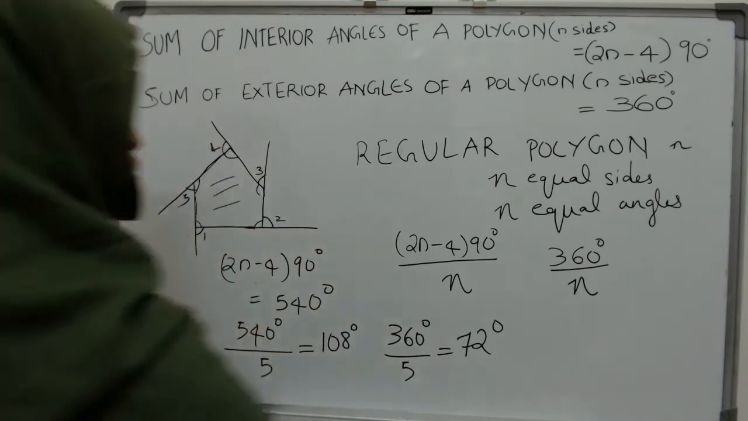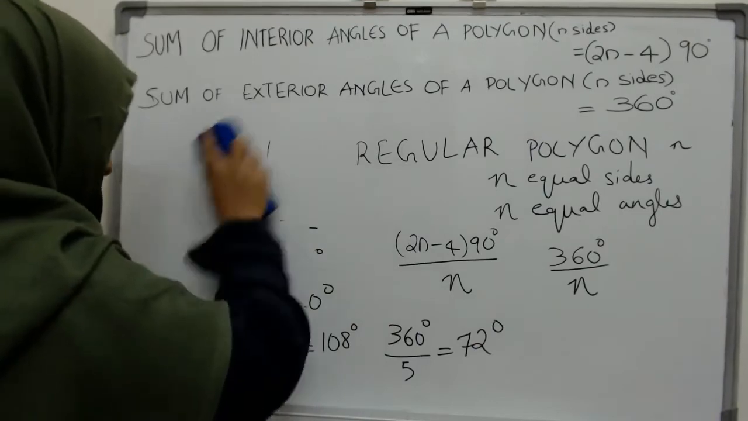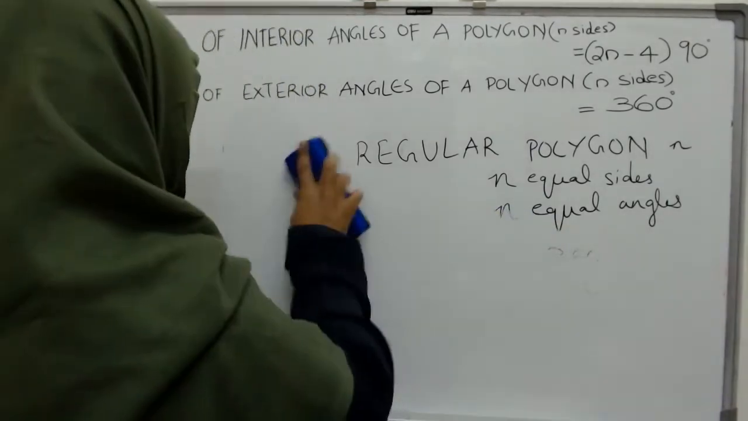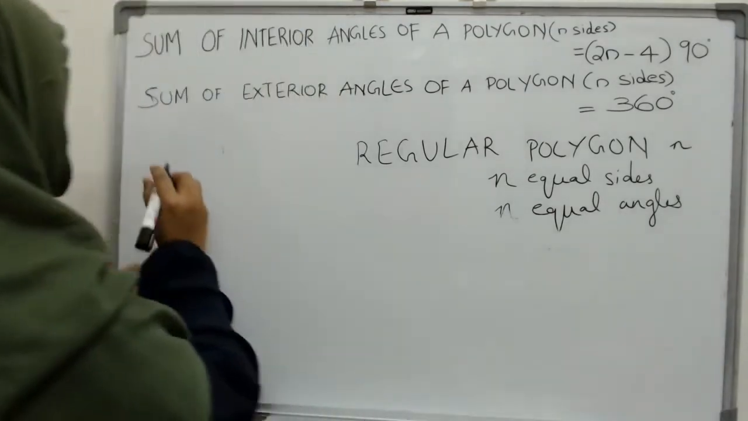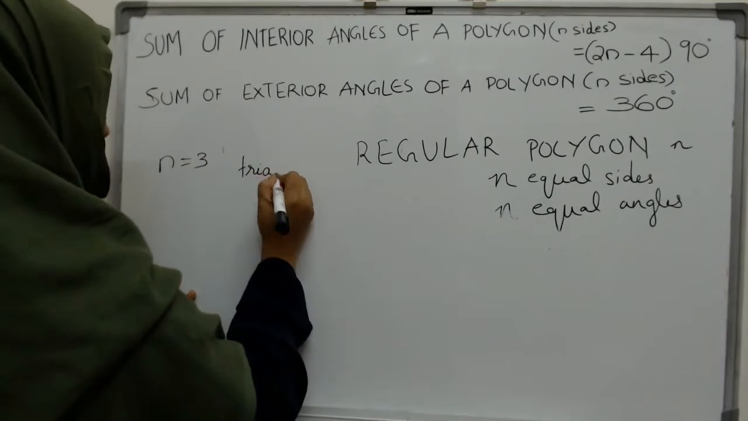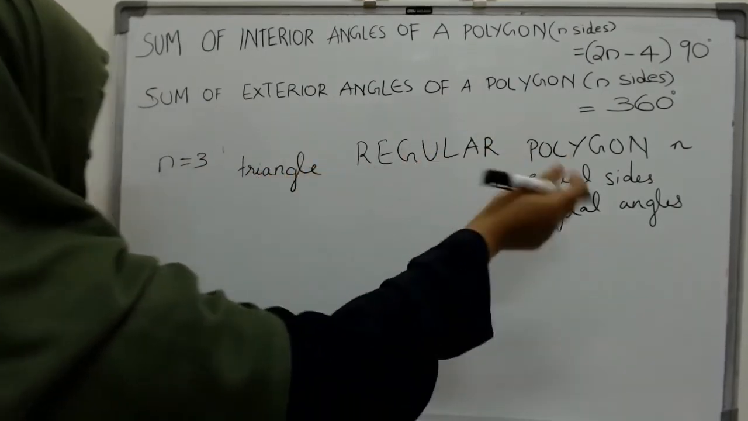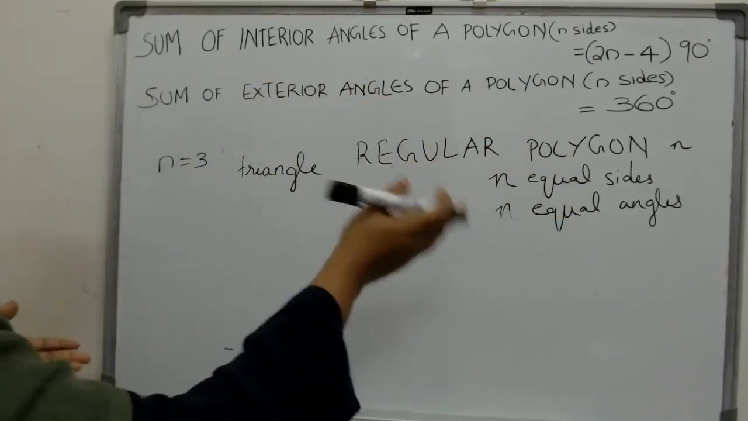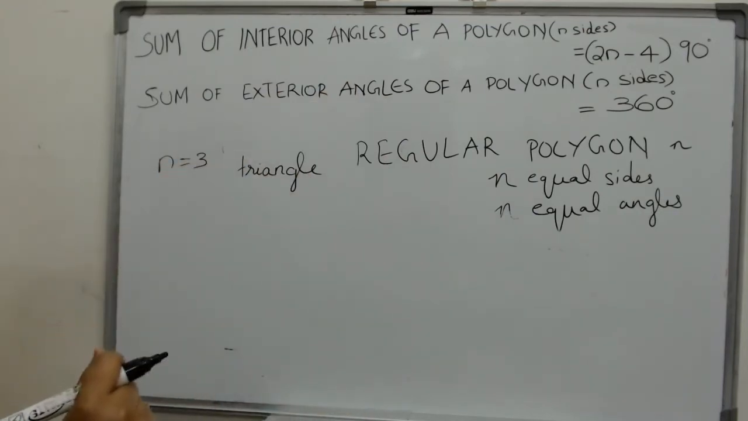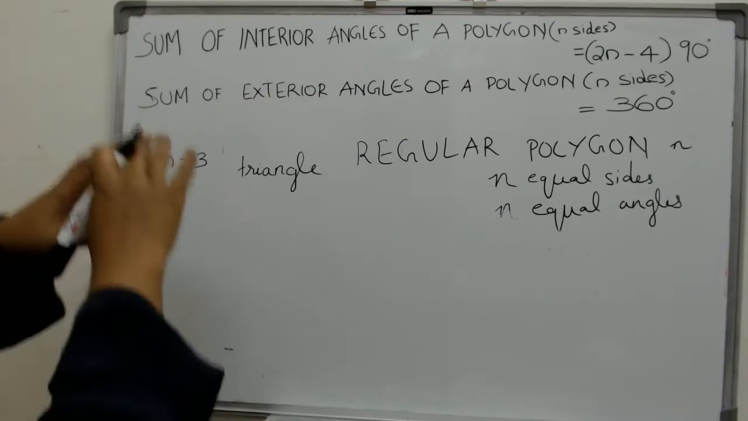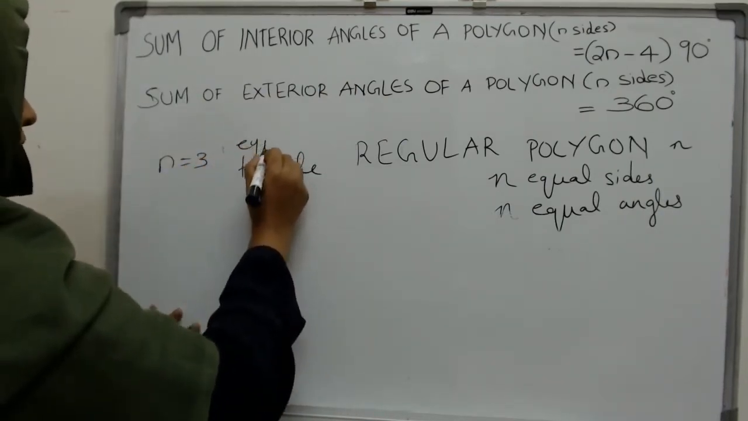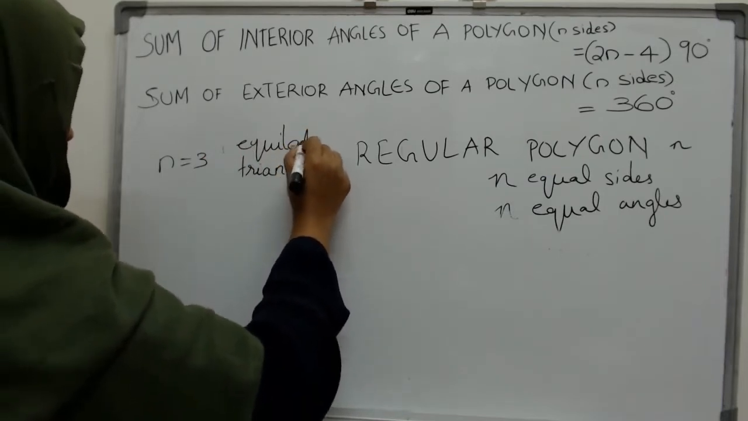Now I will show you 2 more examples of this. Suppose, consider n is equal to 3. Now you already know, if n is equal to 3, what is the name of the polygon? It is called a triangle, right? And if it is a regular polygon of 3 sides, what will that be called? What is a triangle whose all 3 sides are equal? It is called an equilateral triangle, right?